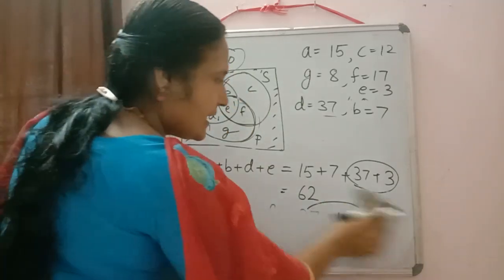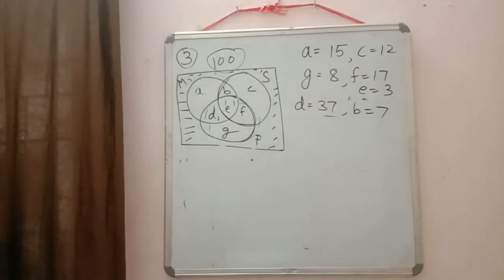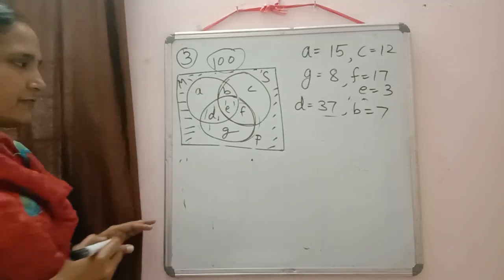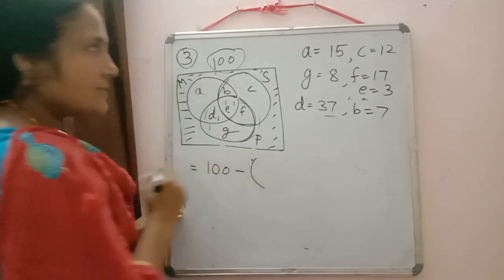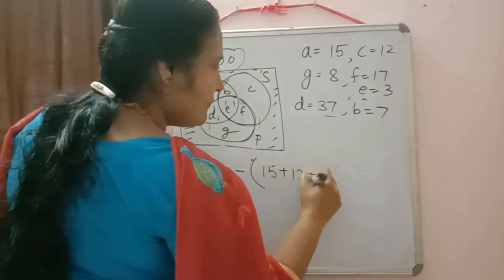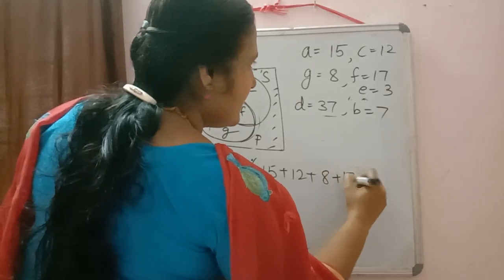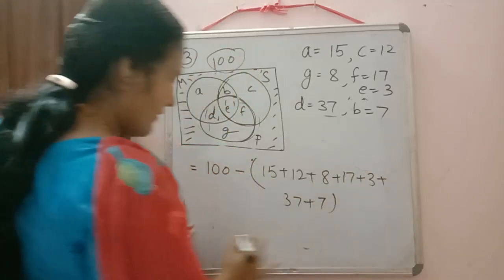So directly shall I write? Just write down there. Number of students who did not offer any of the above 3 subjects is equal to 100 minus, we can add all these, 15 plus 12 plus 8 plus 17 plus 3 plus 37 plus 7.